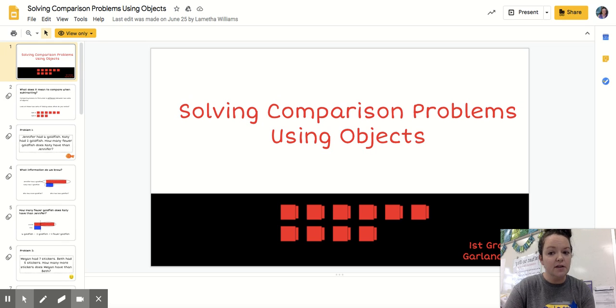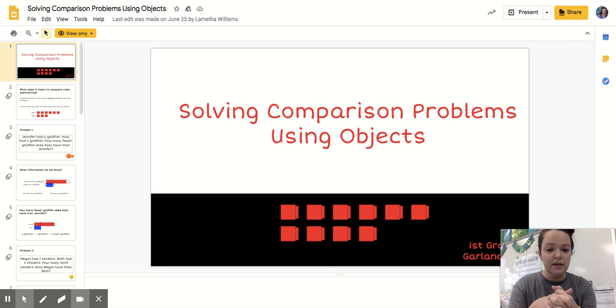So this is called solving a comparison problem using objects. What that means is we are going to take two groups of objects, see how they compare to each other, and use subtraction to help us with that. Let's say at home you have 3 blue shirts in your closet and 7 green shirts, right? If we compare your blue shirts and your green shirts, one has more and one has less. When we compare things, we're seeing how they're different and how they're the same, okay?